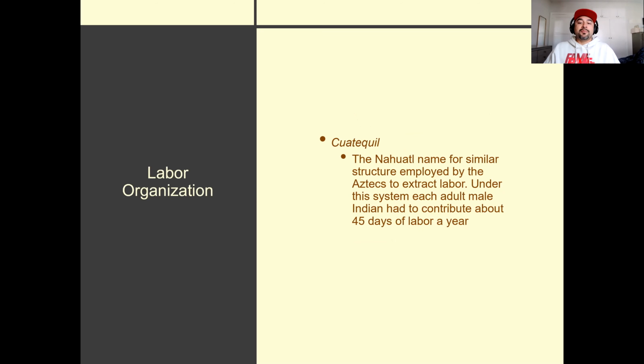So this would be the Aztec example. Under this system, and I'm pretty sure I'm going to butcher it because my Nahuatl is not good at all, the Cuatequitl, this is the Nahuatl name for the similar structure employed by Aztecs to extract labor. Under this system, each adult male Indian had to contribute 45 days of labor a year. And so the Spanish kind of take those reins over.